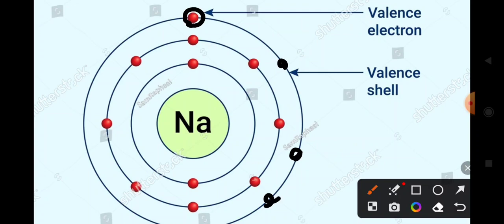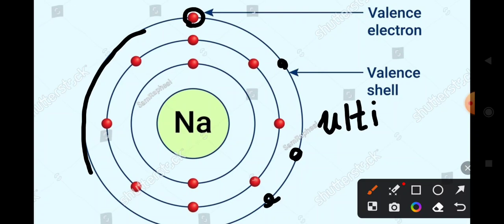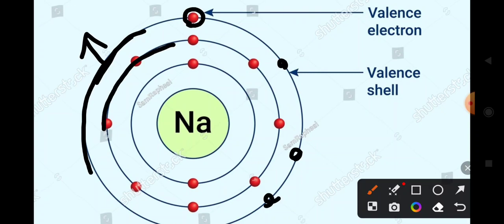These are known as the valence electrons. Next, what is the penultimate shell? Here, this is the valence shell. The valence shell is also known as the ultimate shell. So what is the penultimate shell? Here, this is the ultimate shell, and the shell just before the ultimate shell is known as the penultimate shell.